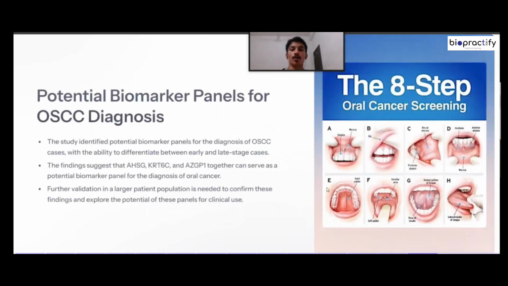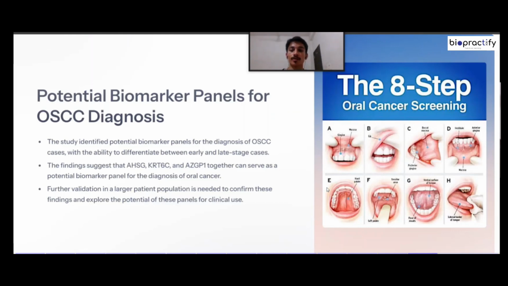So, the potential biomarker panels for OSCC diagnosis. The study identified potential biomarker panels for the diagnosis of OSCC, that is oral squamous cell carcinoma cases, with the ability to differentiate between early and late stage of the cancer. The findings suggest that AHSG and KRT6C, which are upregulated, and AZGP1, which is the downregulated protein, together can serve as a potential biomarker panel for the diagnosis of oral cancer.